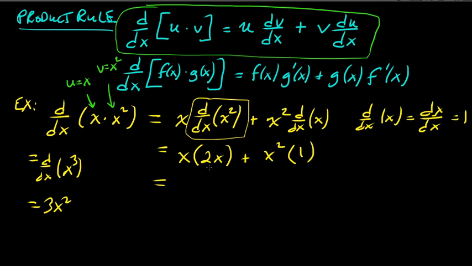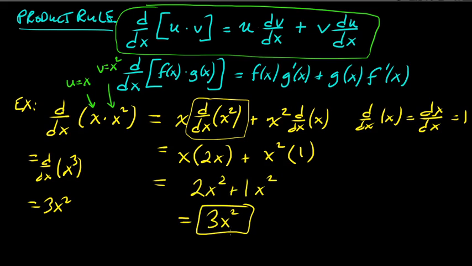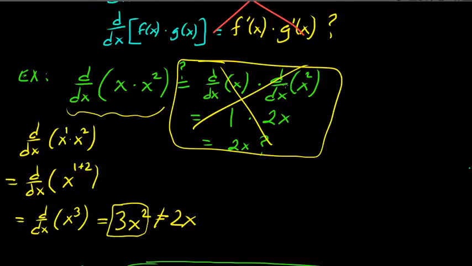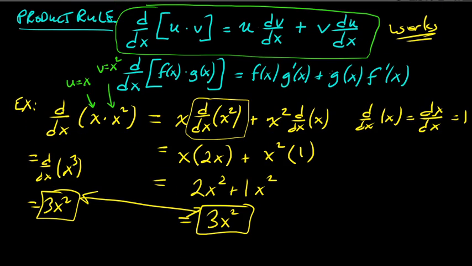Okay. So what do we get? We get 2x squared plus 1x squared, which of course is 3x squared. And of course, we already knew that. That was the answer. But now the product rule actually works here. This product rule is the one that works. We tried it the usual way, taking the product of the two derivatives, but that did not work. You have to take this combination.